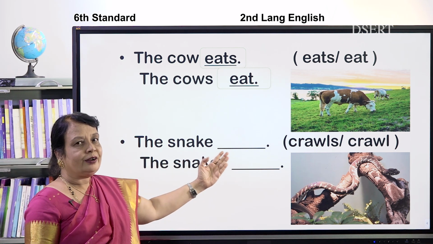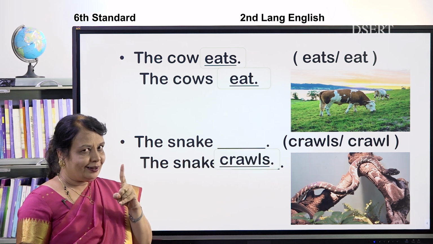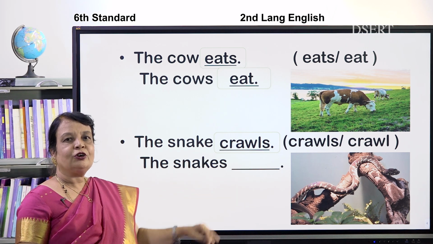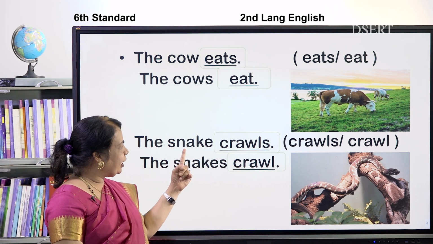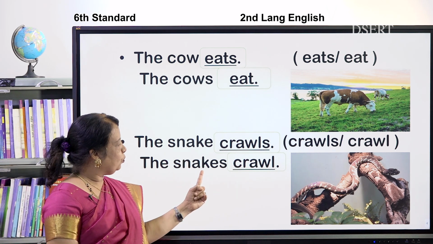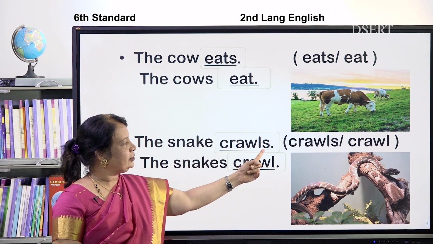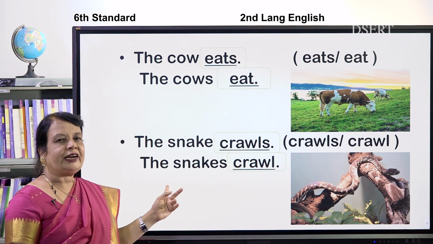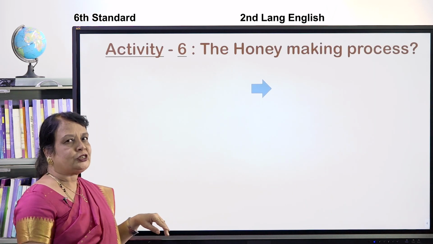I have one more here. The snake. Yes, it is singular. One snake. It is adding of s. Crawls. The snakes crawl. Did you get an idea, children? Singular, add s. Plural, no s. Okay, children? Yes, you can write this type of fill-ups, still more, and you can complete. We'll go for the next one, children.